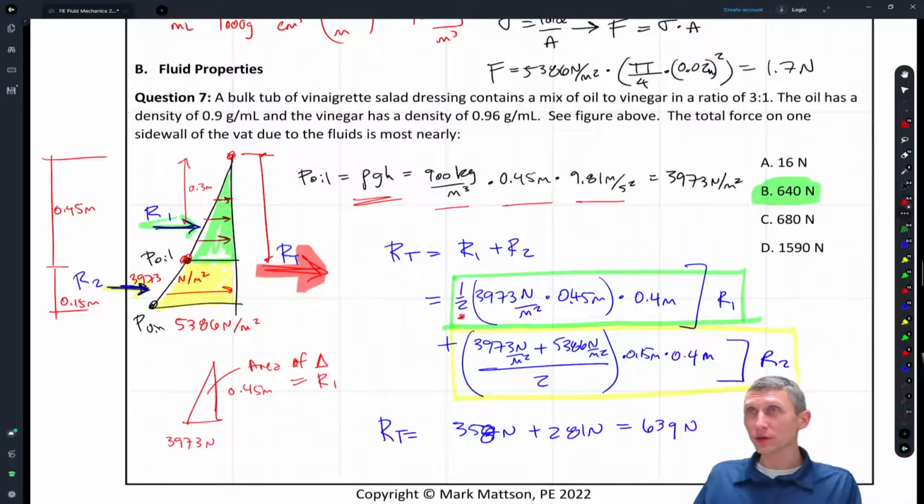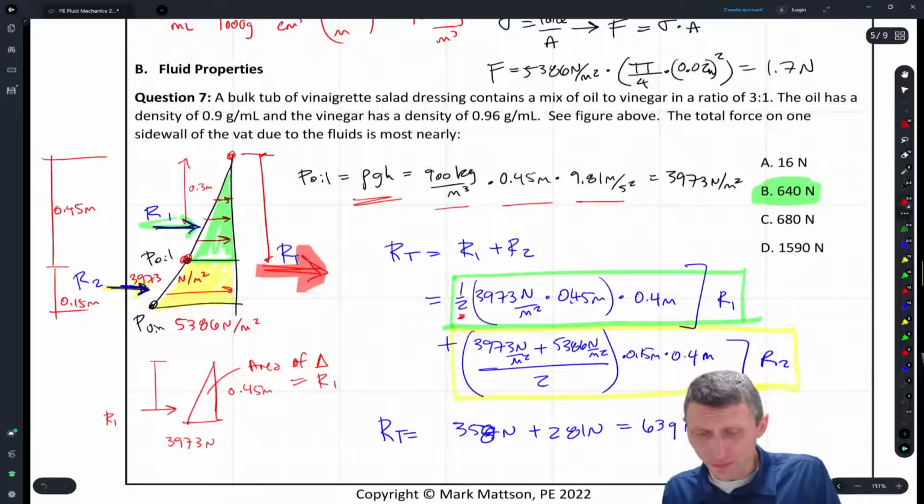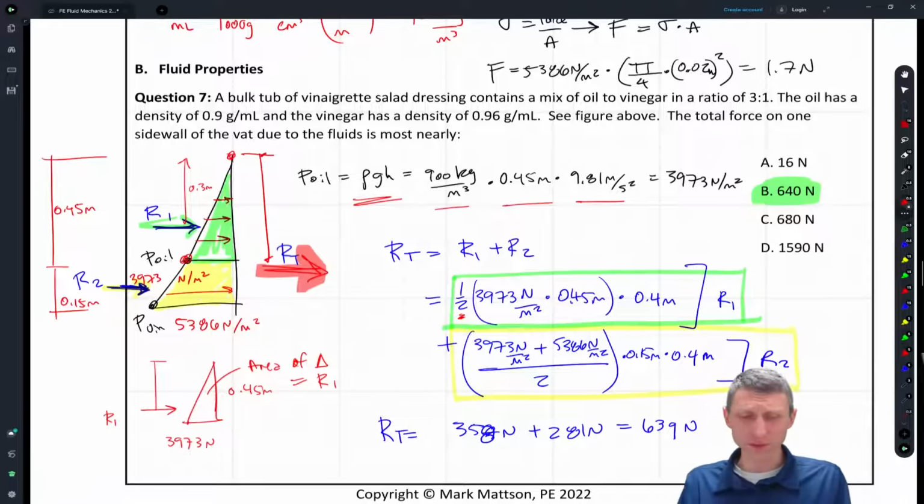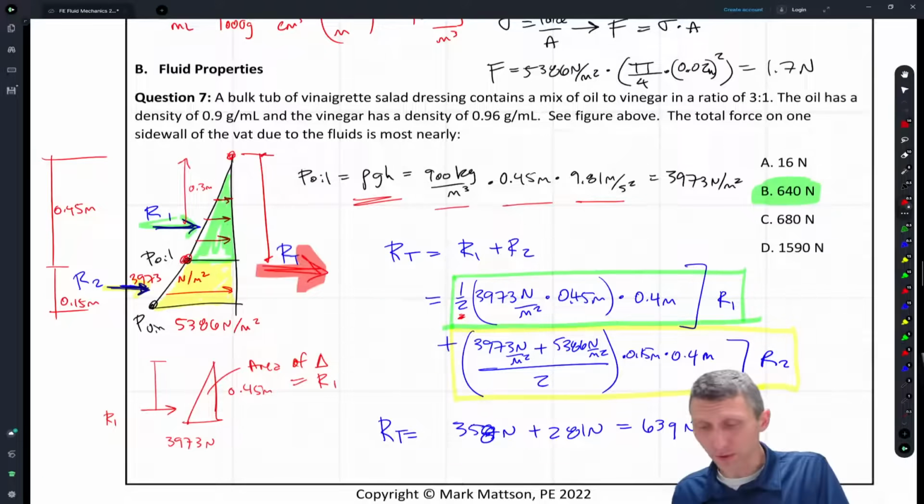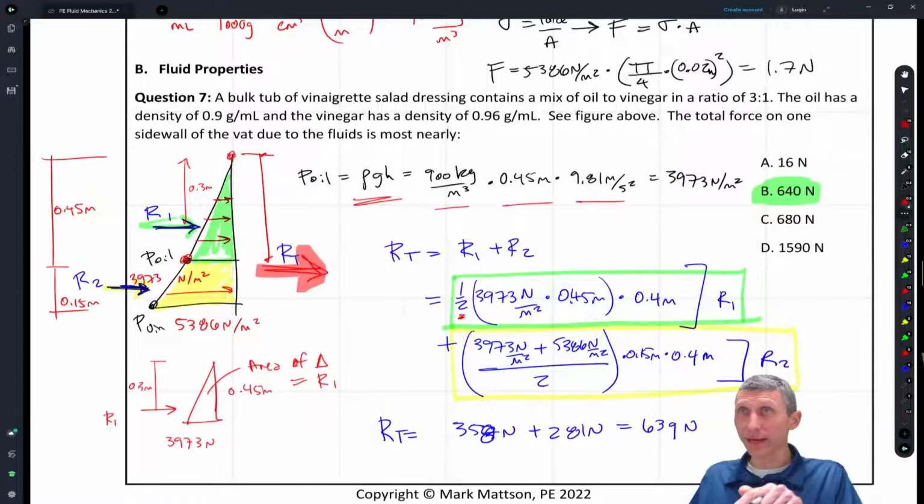But the 2/3, if we wanted to look at the location of that force, R1 would act at what's 2/3 of 0.45? That's 2/3 of 0.45. Did I do that right? 2/3 times 0.45 is going to be 0.3 meters down from the top. So that force would act at 0.3 meters from the top for that first triangle. And that's, if we wanted to know a resultant force for this, we could do that.